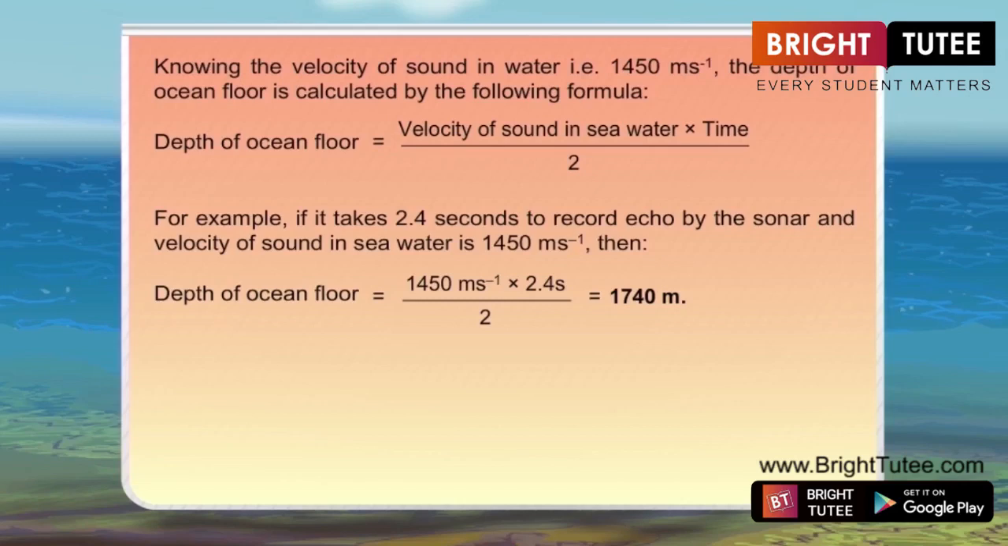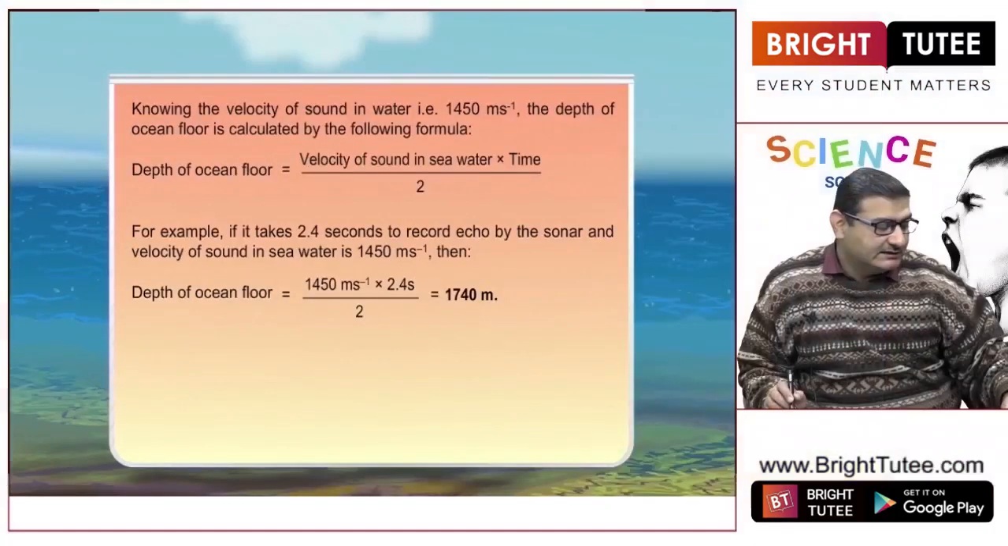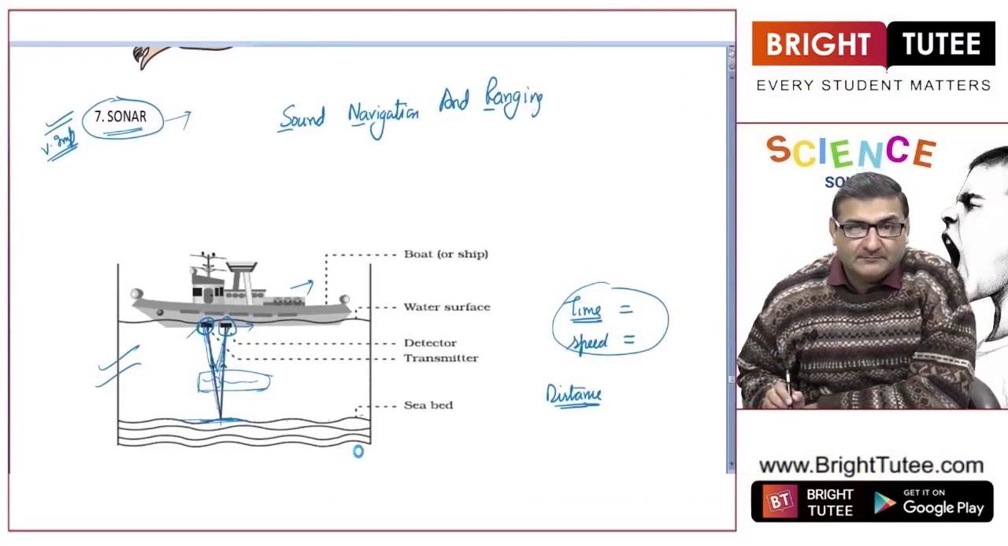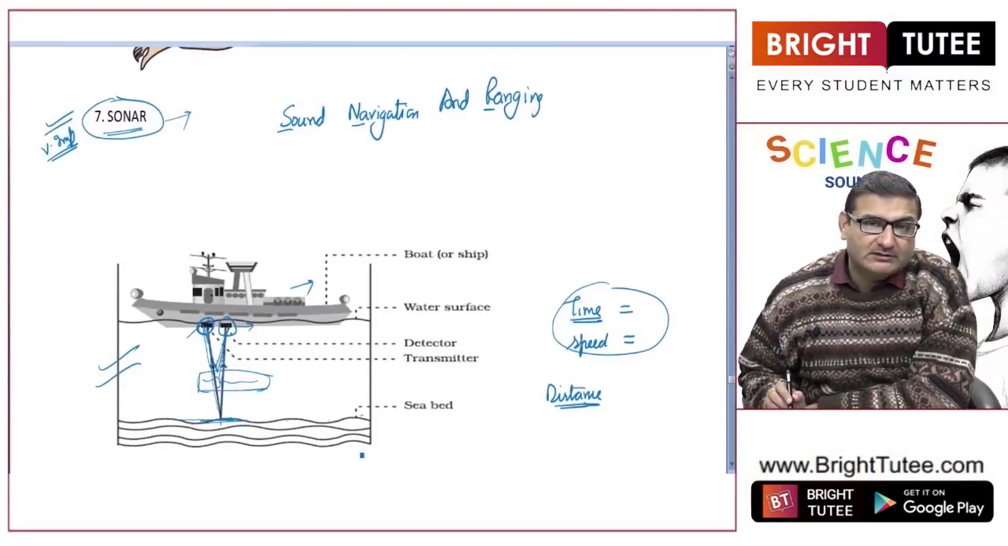So, taking an example of 2.4 seconds, the time taken to record echo by the sonar, and taking the velocity of sound in sea water to be 1450 meter per second, putting the values in the above formula, we will get the depth of the ocean floor to be 1450 meter per second into 2.4 second divide by 2. Doing the calculations, we will get it to be 1740 meter. So, this is how depth of this particular sea is calculated, right, fine. So, this is about sonar.